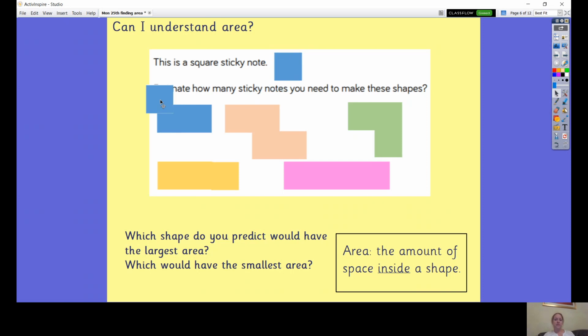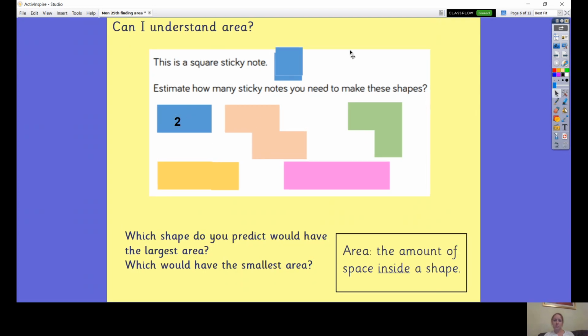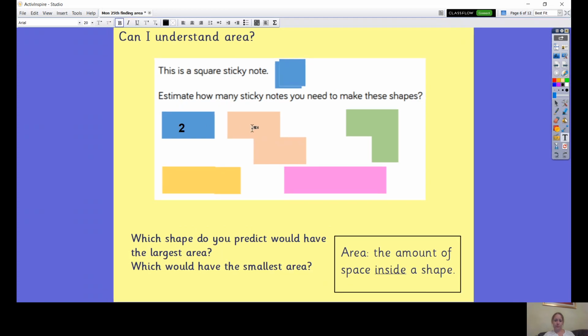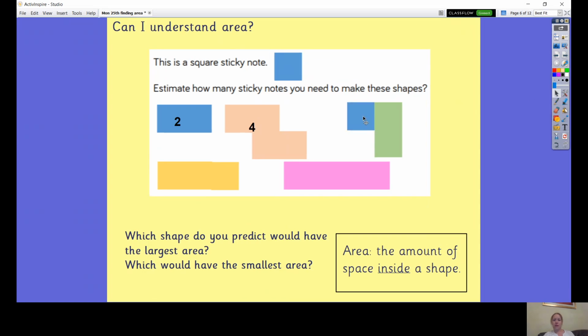Okay, so we already said that this one was 2, didn't we? It was 2 squares. So let's stick a 2 on that to remind us. Now let's have a little look at the next one. We've got 1 square, 2 squares, 3 squares, 4 squares. So that one has an area of 4 sticky notes. And then this one here has an area of 1, 2, 3 sticky notes.